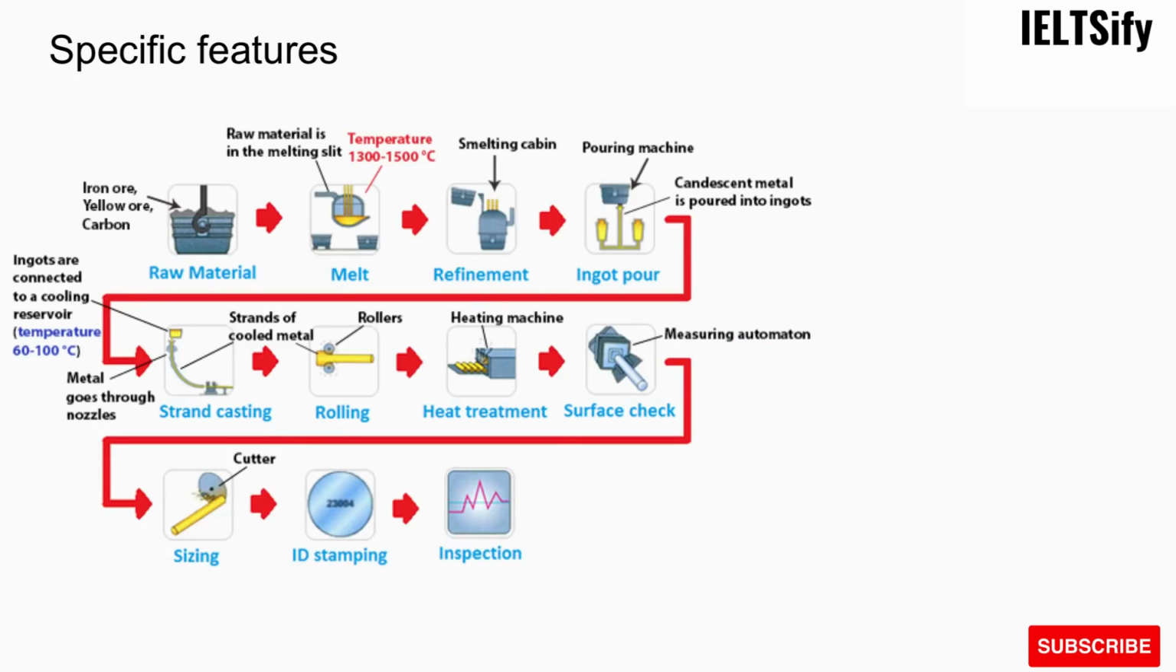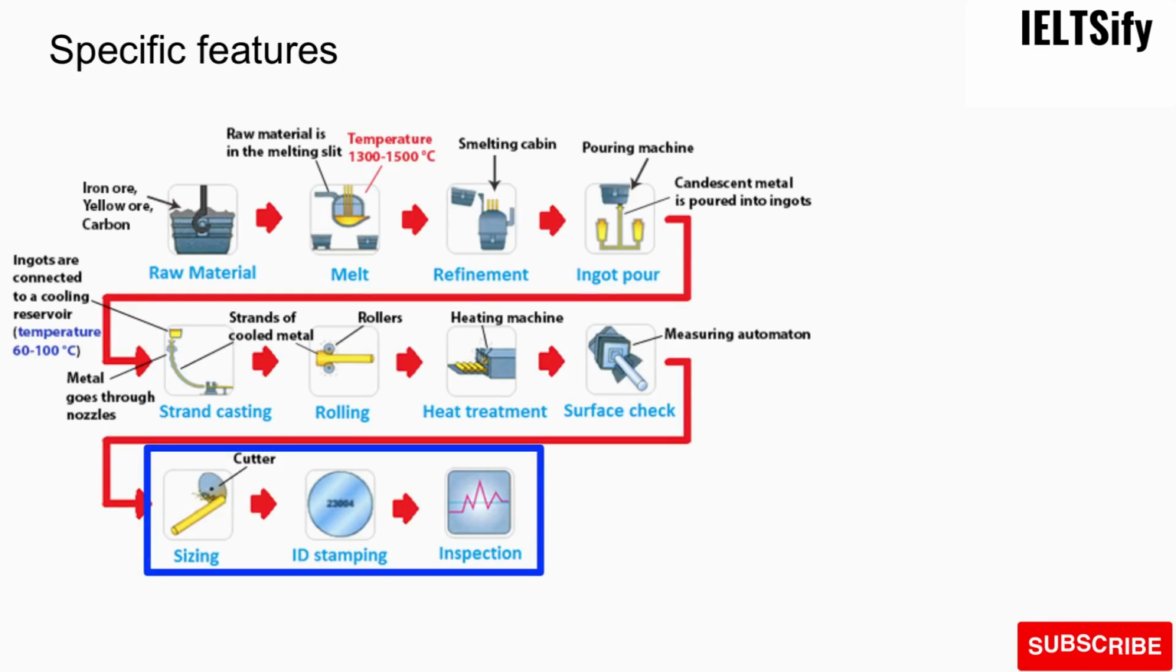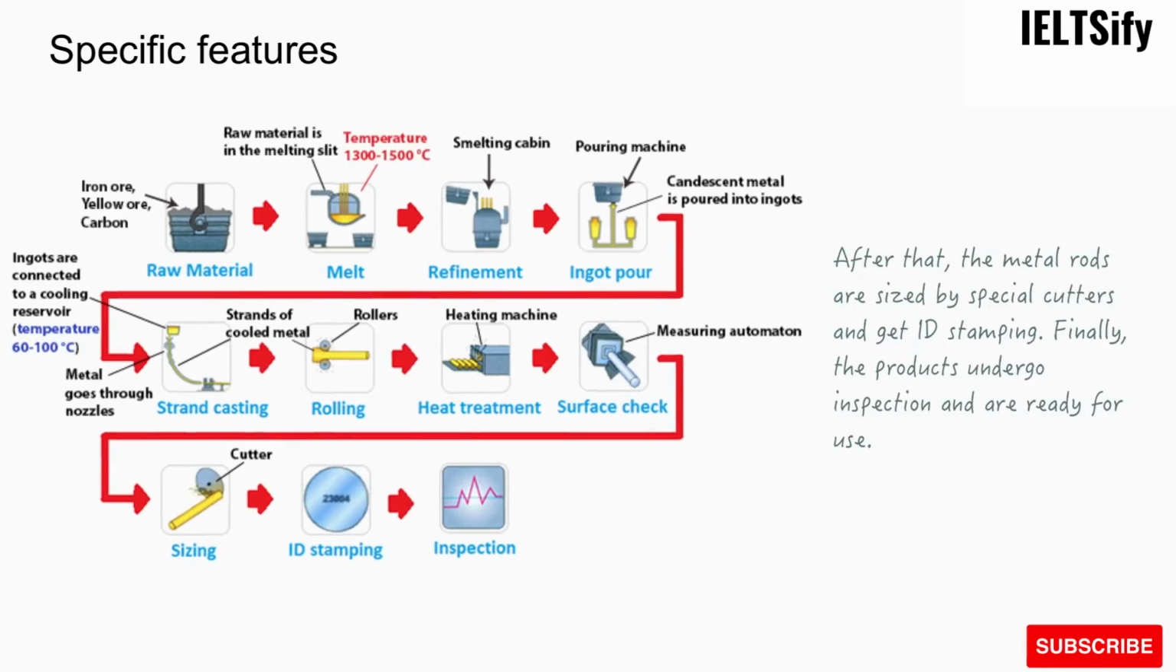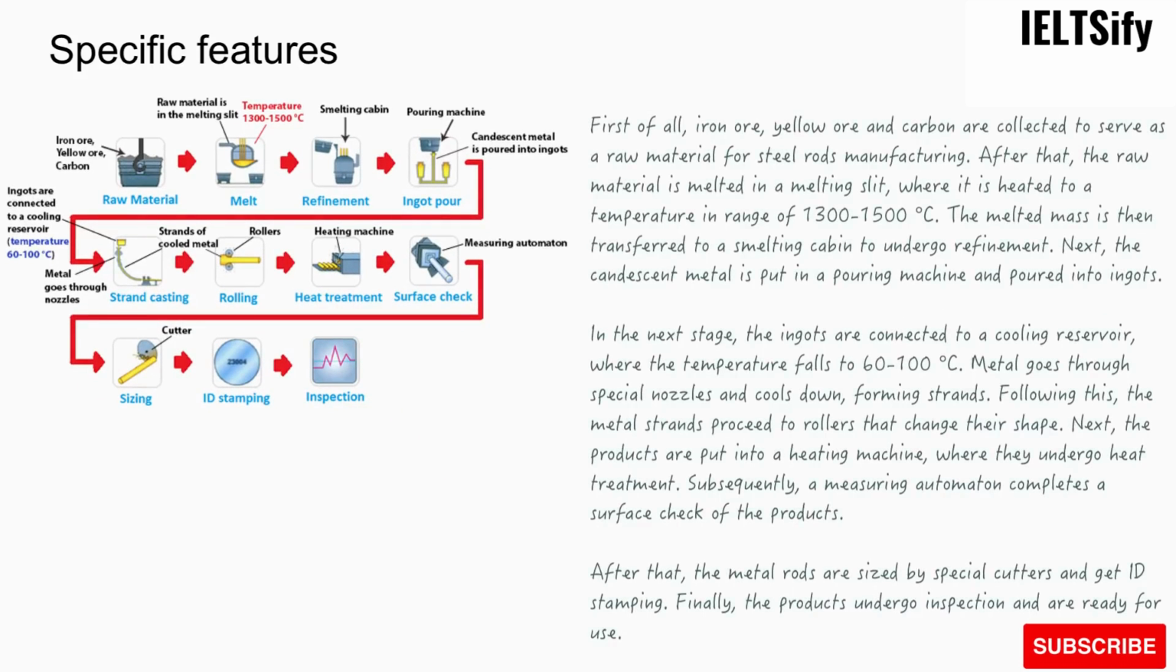And now, only the last 3 stages are left for our third paragraph. This is how I describe them. After that, the metal rods are sized by special cutters and get ID stamping. Finally, the products undergo inspection and are ready for use. Congratulations! We have described all 11 stages of our process. And that's all with our special features. You can take a look at these 3 paragraphs of special features on the right.